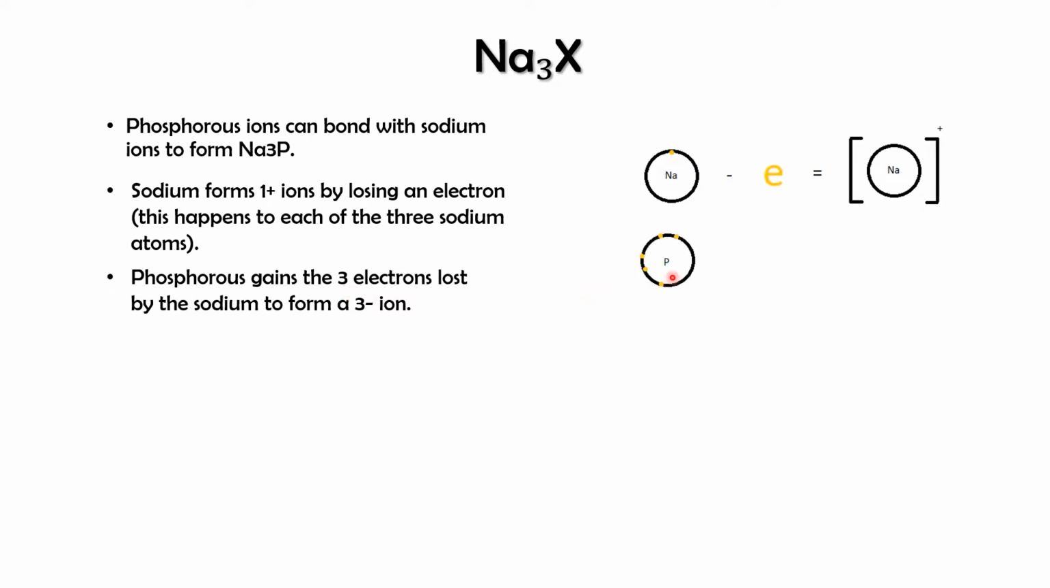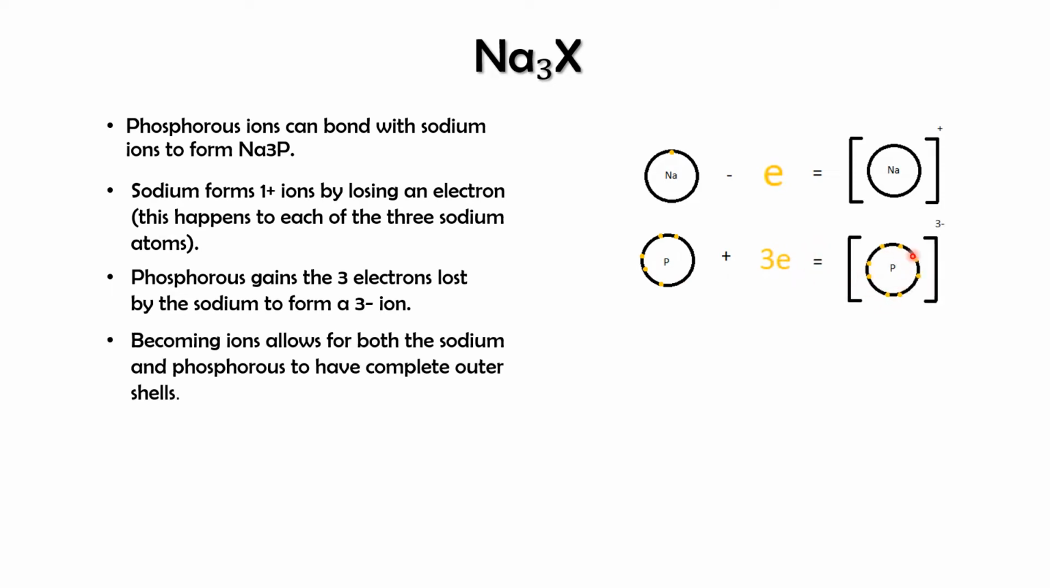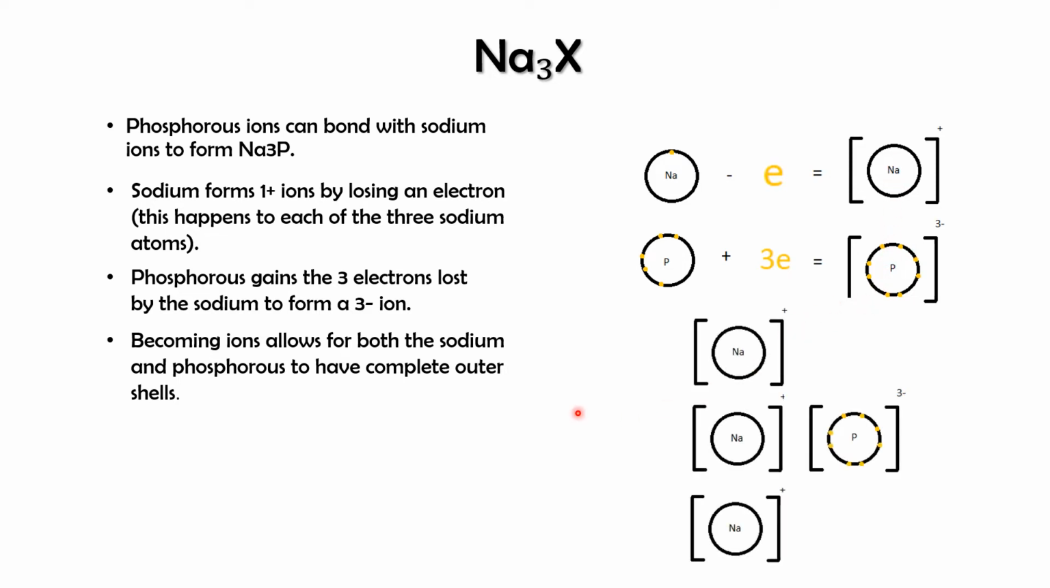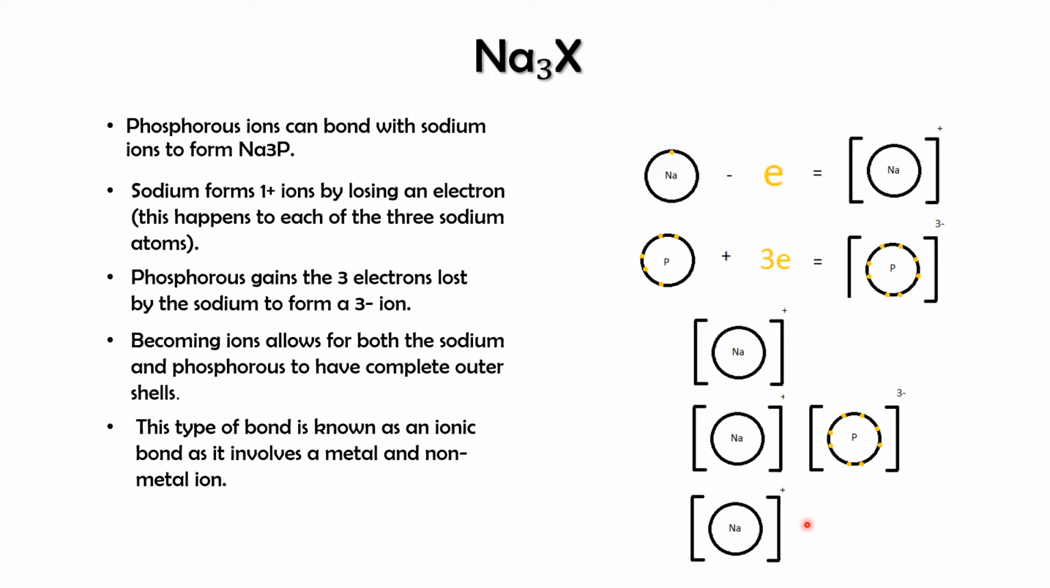So here we have the 5 valence electrons in the phosphorus outer shell, gaining 3 electrons, making the phosphorus 3- ion. And these both now have full outer shells, so they have more stability and it's just better for both of them. And here we can see the overall ionic bond. So we've got 3 sodium and 1 phosphorus 3- ion to give a charge of neutral or 0. And this is known as ionic bonding because we've got metal ions here and the non-metal ion here.